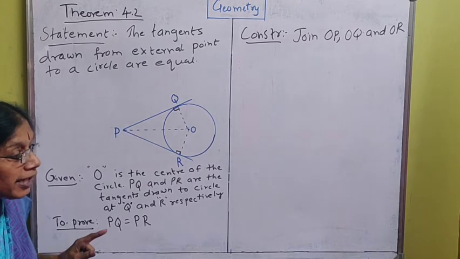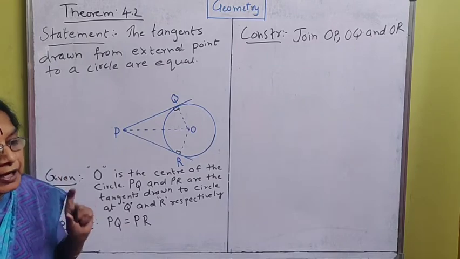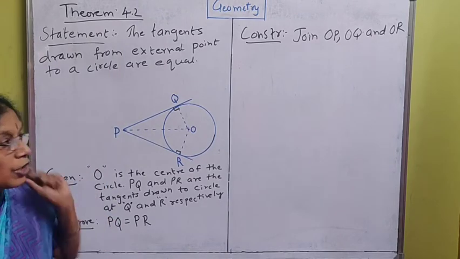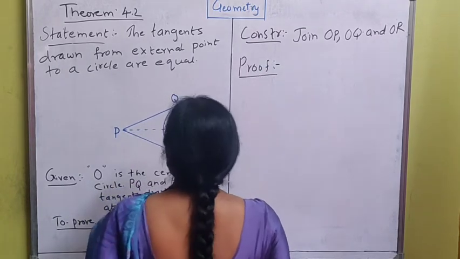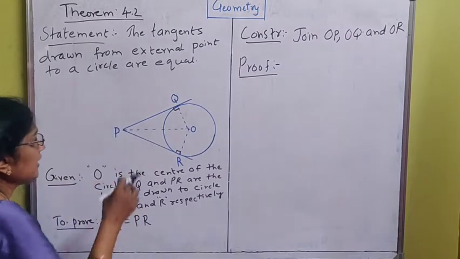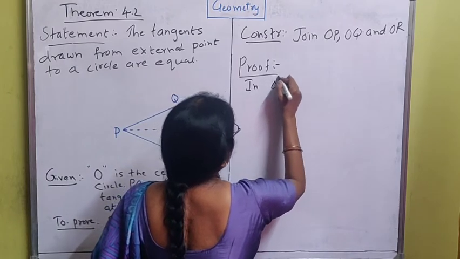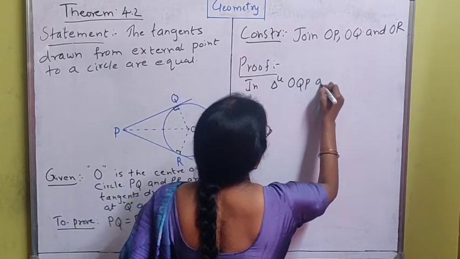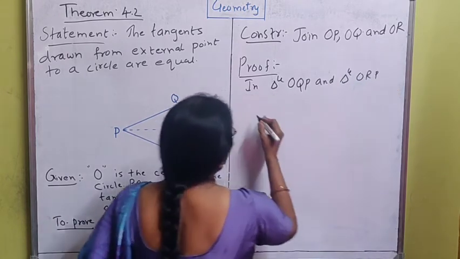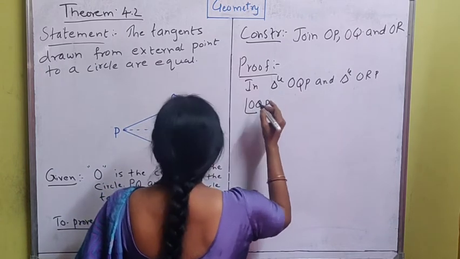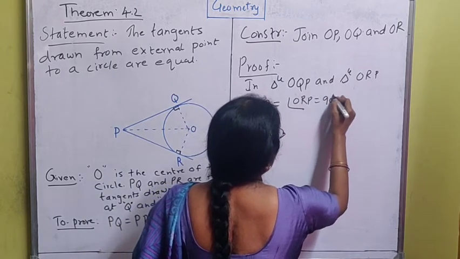We are going to use the RHS postulate, proving these two triangles are congruent by taking the RHS postulate for congruency. So let us see the proof. In triangle OQP and triangle ORP, angle OQP is equal to angle ORP is equal to 90 degrees.